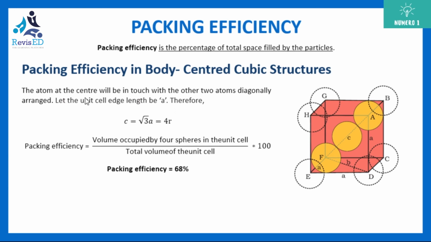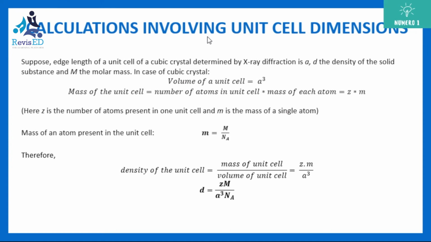So after knowing all this packing efficiency, we can also comment on the density. Now we are doing the calculation involving unit cell dimensions for density. So first things first, X-ray diffraction is the technique which helps us to measure A, that is your edge length. And let's say that D is the density of solid, M is the molar mass.